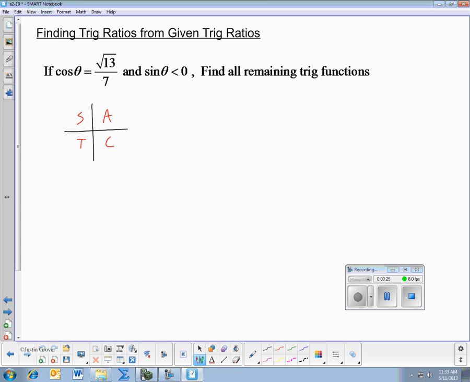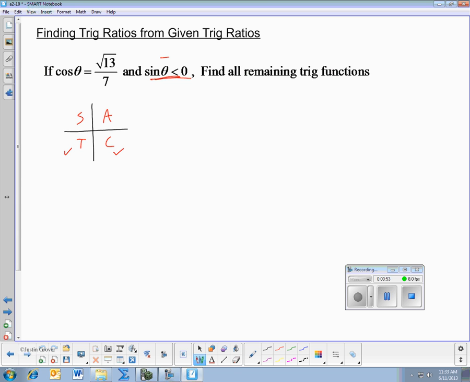ASTC, all students take calculus, is our way of remembering where these things are and what signs. And here they're clearly telling you sine is less than 0. They're telling you that sine is negative. And so sine is negative in quadrants 3 and 4, because the A means all positive and the S means sine positive. We're looking for sine negative. See, all of these functions are positive in 2 quadrants and negative in 2 quadrants. Sine is negative in quadrant 3 and 4.